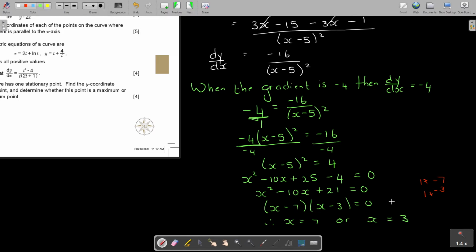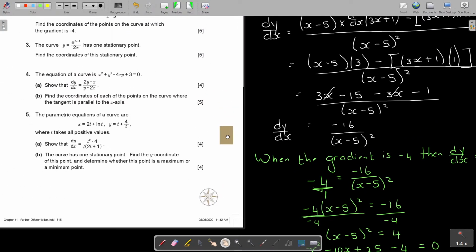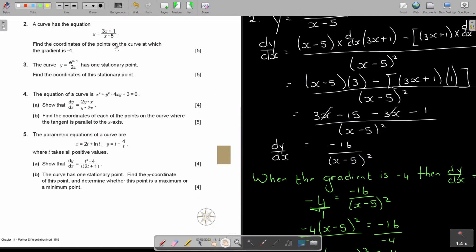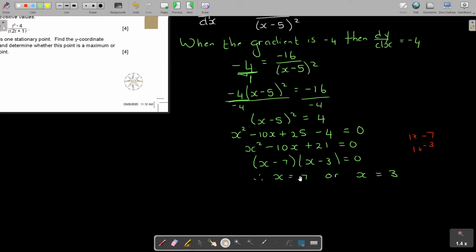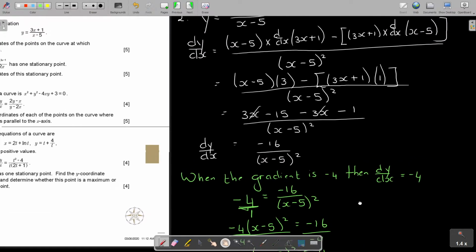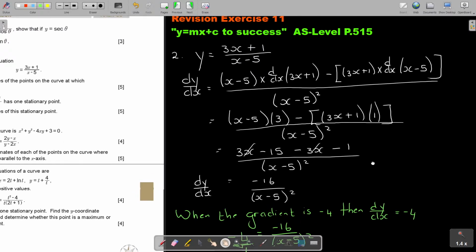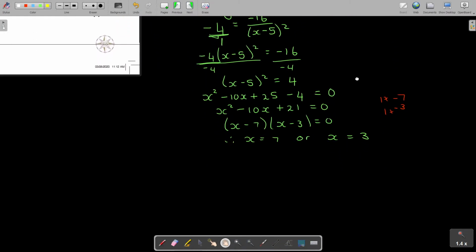Okay, but now let's go back to the question, always back at this point. Now it asks for the coordinates. Find the coordinates of the points on the curve at which, so points, and it actually shows you these two. So I'm just going to substitute now to get our y. Okay, so there is my original, do you see? So let's just do that for those 2 to get my 2 points.